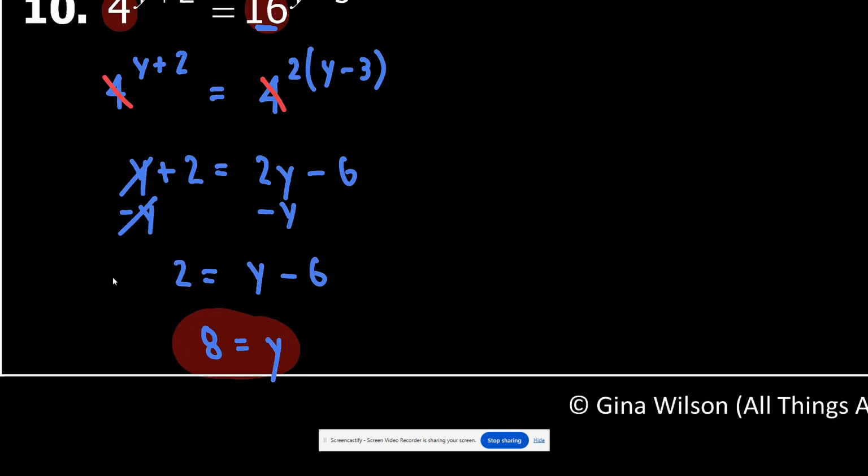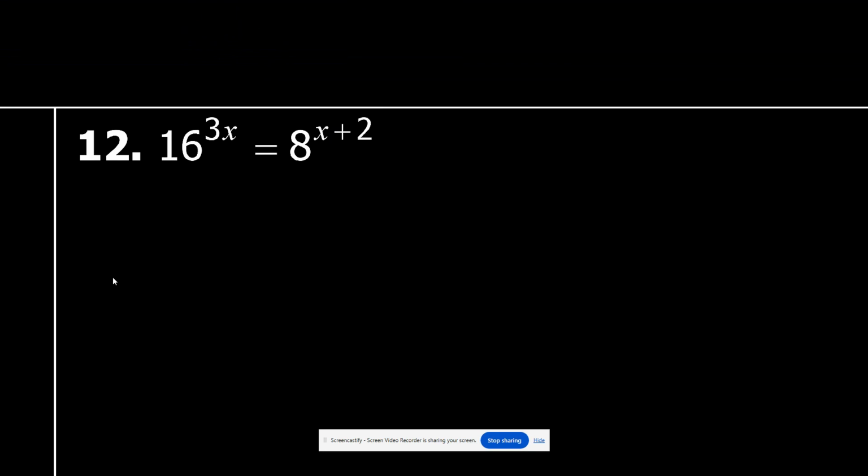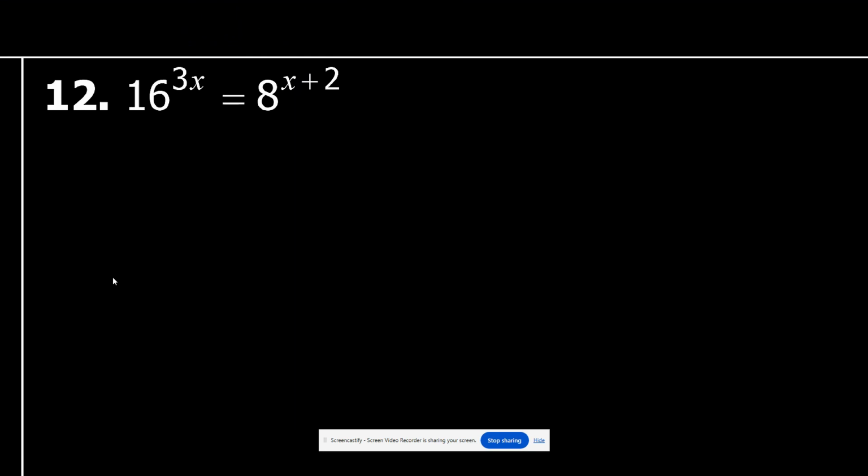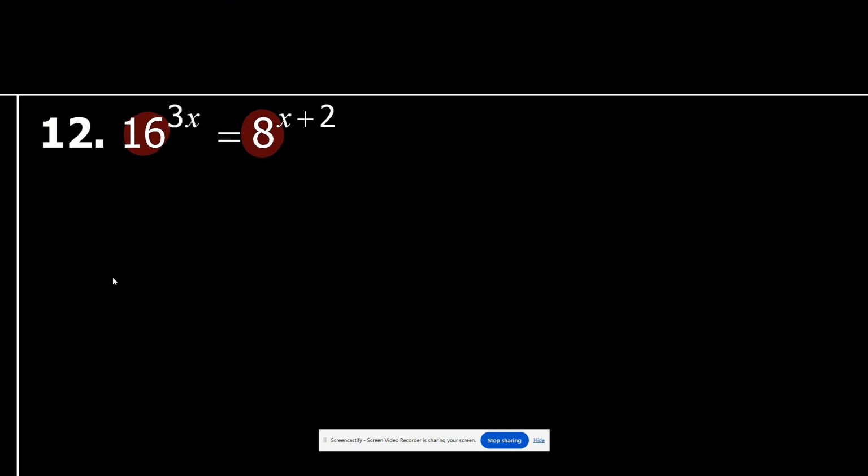All right, to the next page, number 12. Again, I look at my bases. This one's 16. This one is 8. Can I get 16 down to 8? Well, let's see. 8 times 8 is 64. That is not it. Can't do it. I go right past 16, so I cannot make 16 have a base of 8. So what's my next possibility?